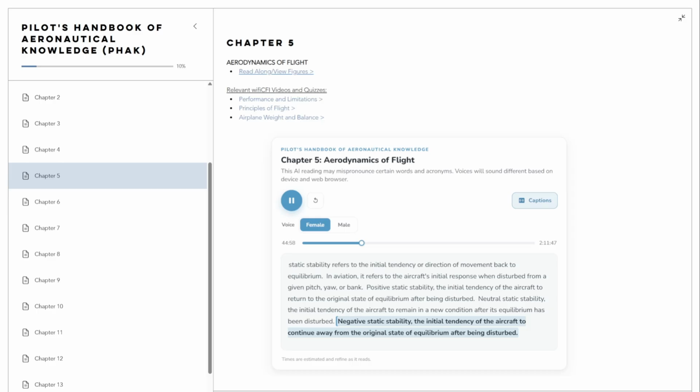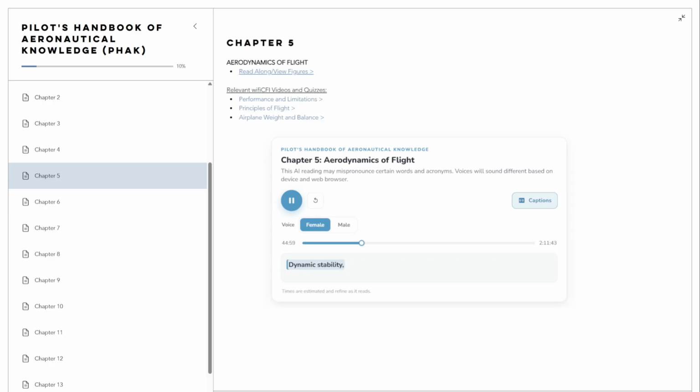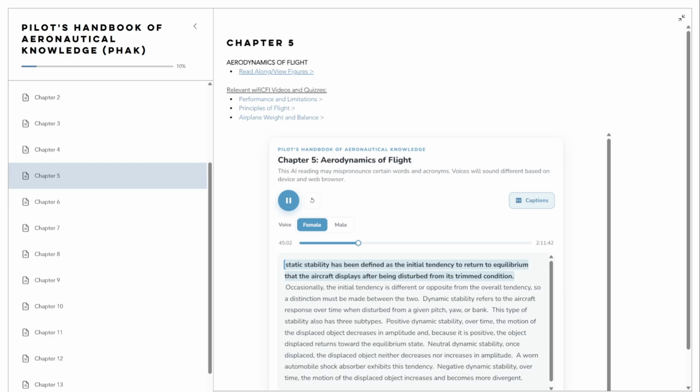Dynamic stability. Static stability has been defined as the initial tendency to return to equilibrium that the aircraft displays after being disturbed from its trimmed condition. Occasionally, the initial tendency is different or opposite from the overall tendency, so a distinction must be made between the two. Dynamic stability refers to the aircraft response over time when disturbed from a given pitch, yaw, or bank.